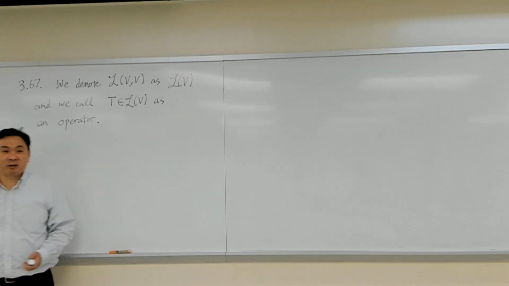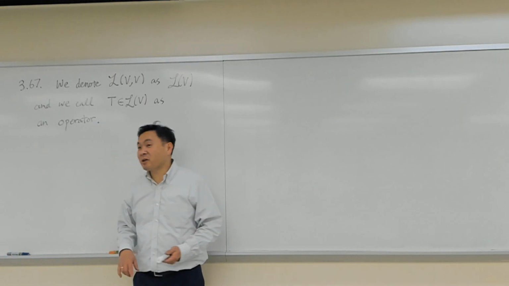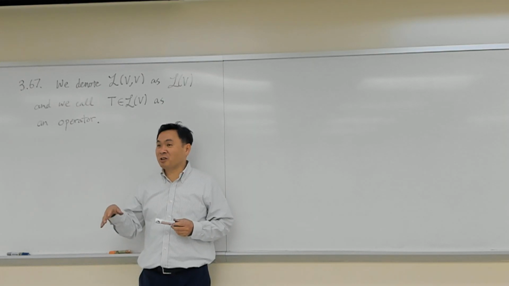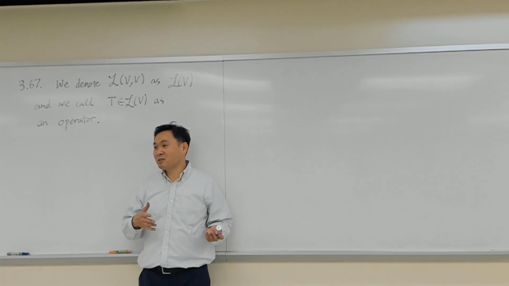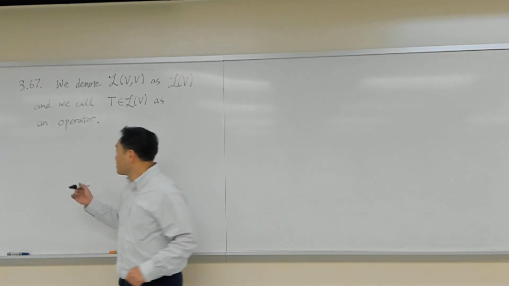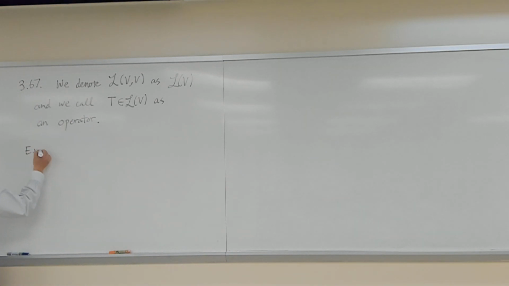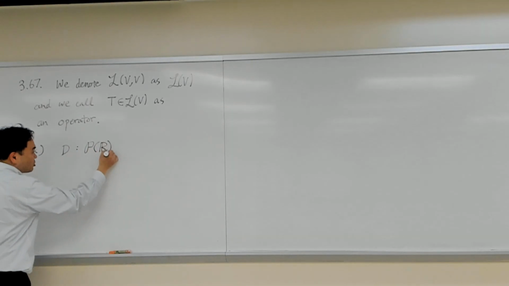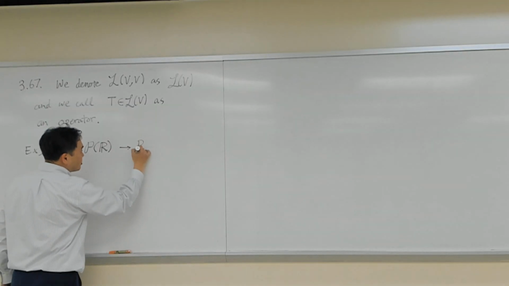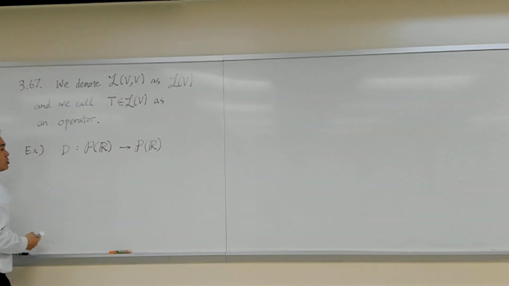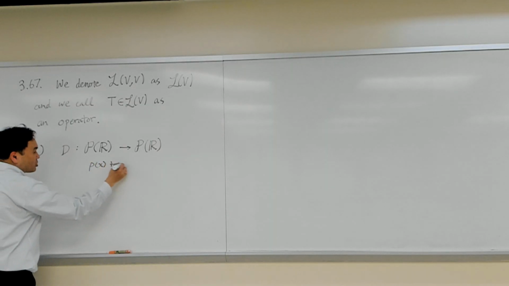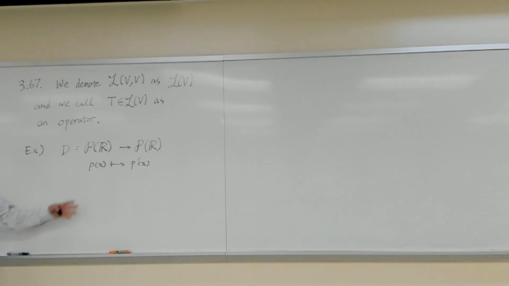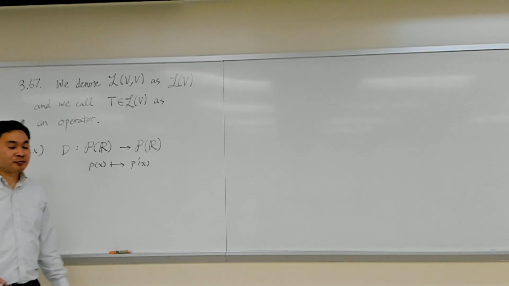An example of an operator is the derivative on the space of polynomials, right? Because if you take a polynomial and differentiate it, you get another polynomial. So, for example, D from the space of all polynomials to the space of all polynomials, which takes any polynomial to its derivative, is an operator because the domain and target are the same.